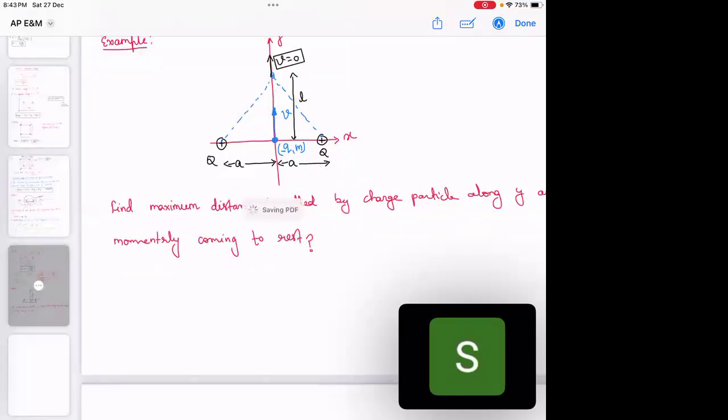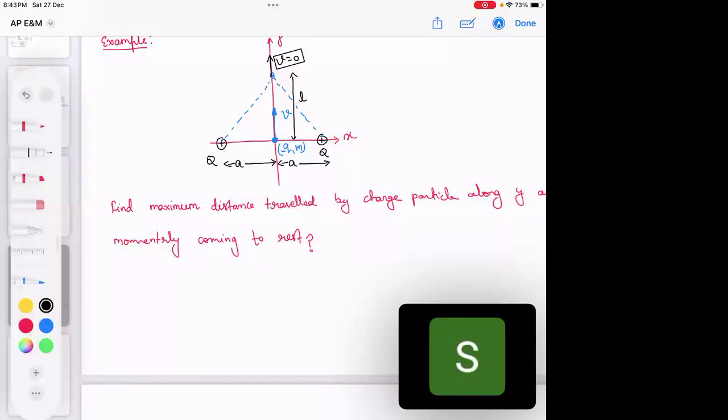So to solve this question, I am going to apply energy conservation one more time. In this energy conservation equation, I will write K initial plus U initial equal to K final plus U final. Tell me, what is K initial? And these two plus capital Q charges are fixed. These are the fixed charged particles that are given in the question.